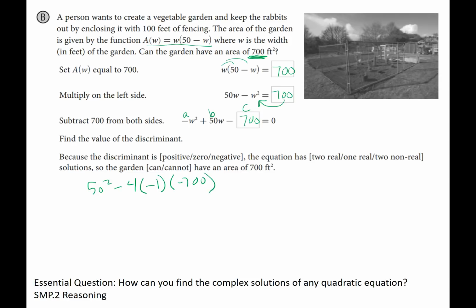Okay. Make sure I'm doing my arithmetic right here. Okay, so 50 squared is 2,500. When we multiply -4 times -1, you're going to get +4 times -700, which is going to be -2,800. And so we end up with a -300. So because the discriminant is negative, the equation has two non-real solutions, so the garden cannot have an area of 700 feet. So the only time we're going to have the cannot is when we have the two non-real or the two imaginary solutions.